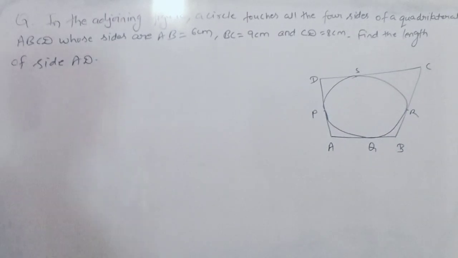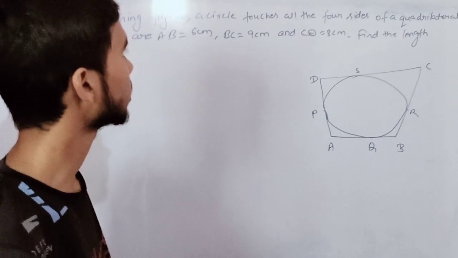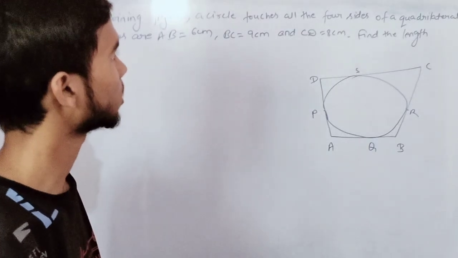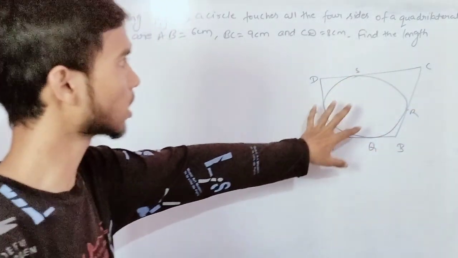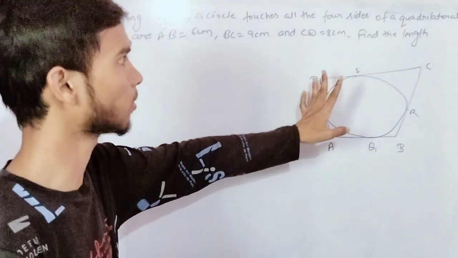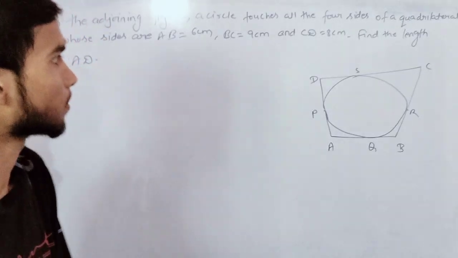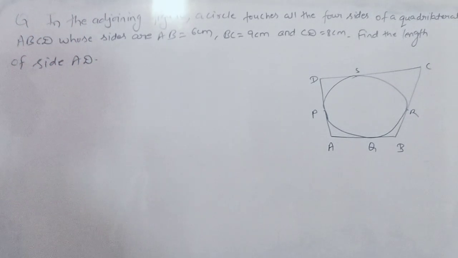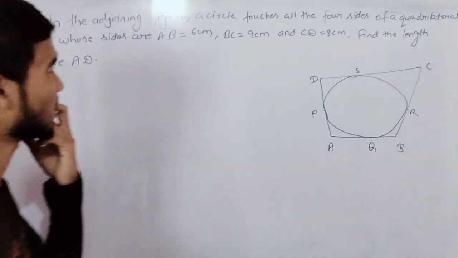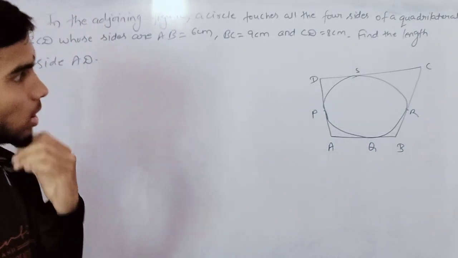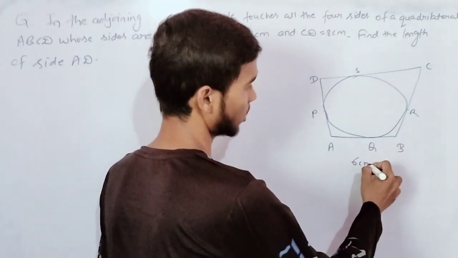Now here, look at this question. In the adjoining figure, a circle touches all the four sides. This is the circle, and it is touching all these sides: one is CD, second is DA, third is AB, fourth is BC. All four sides are touching this circle, so the circle is inside a quadrilateral ABCD whose side AB is 6 centimeter. Clear?